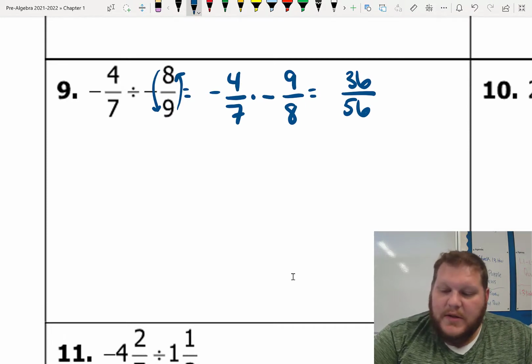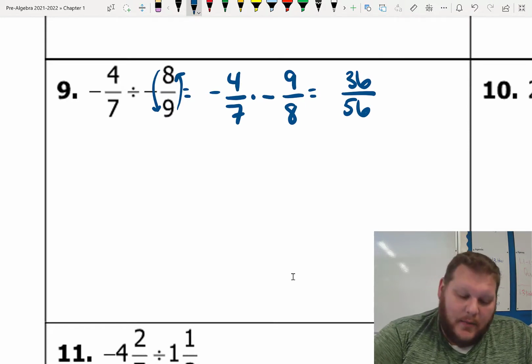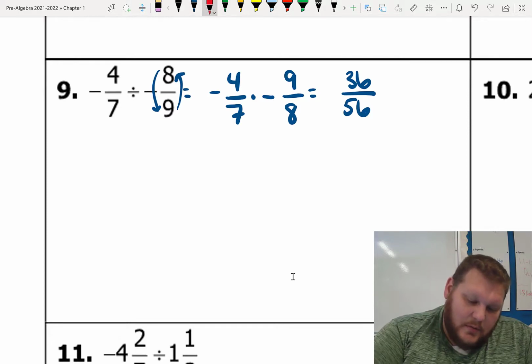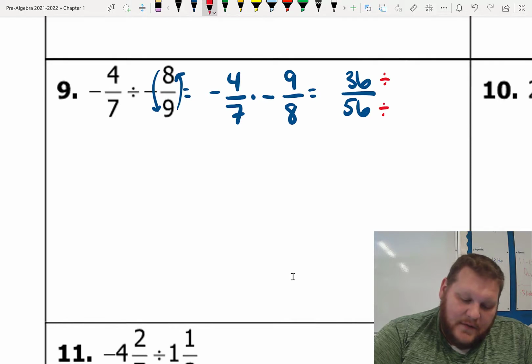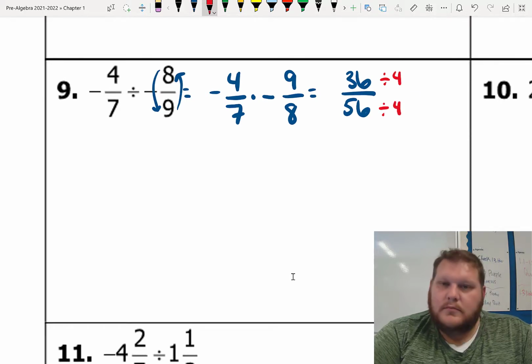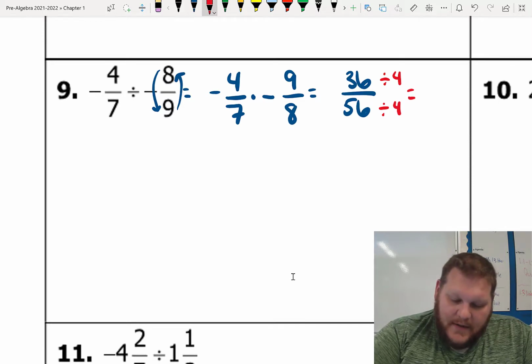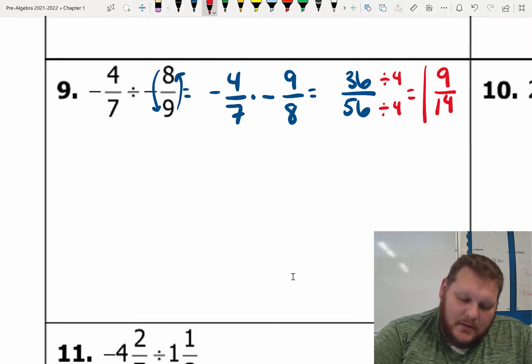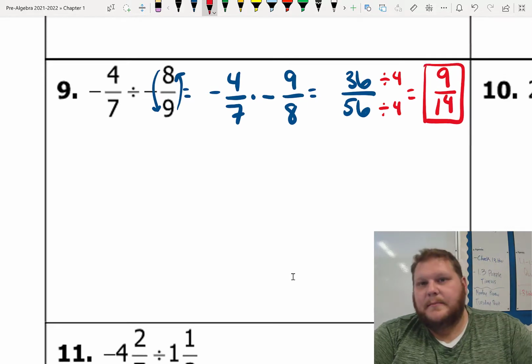Once we've done that multiplication process, now I have to reduce. 56 and 36 are both divisible by 4. So my final answer here should be 9 over 14.